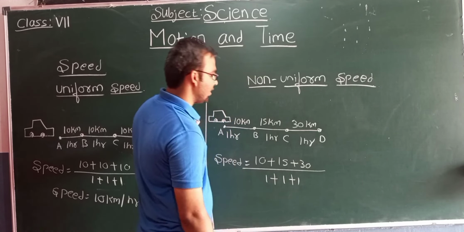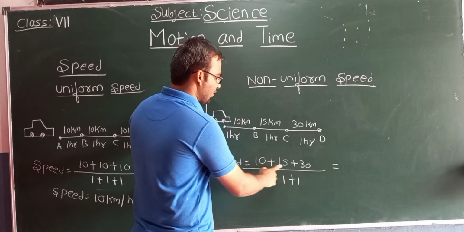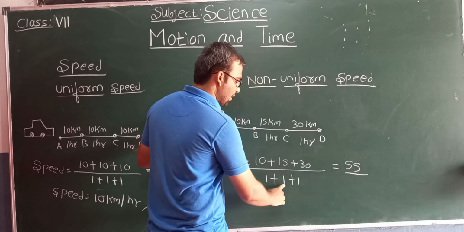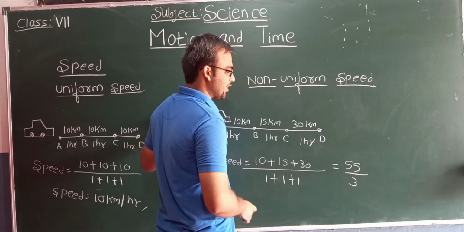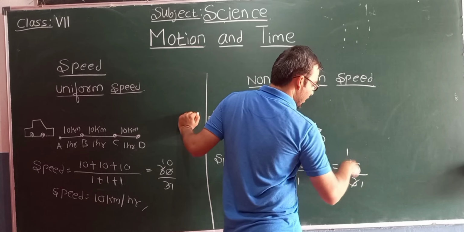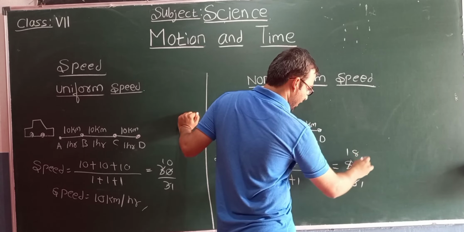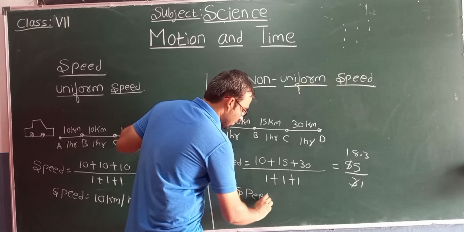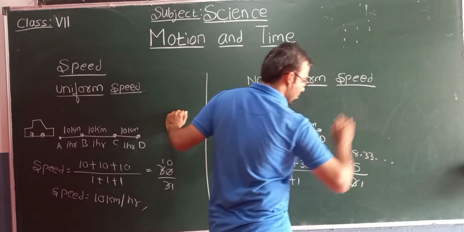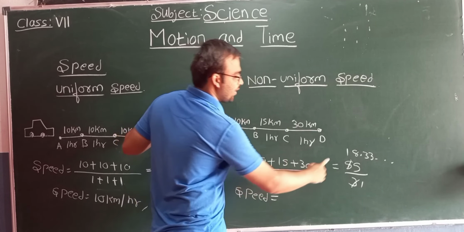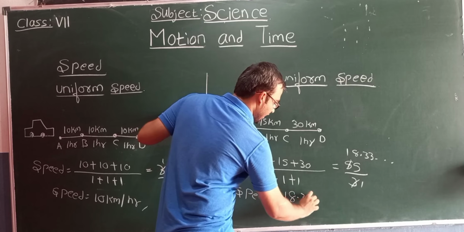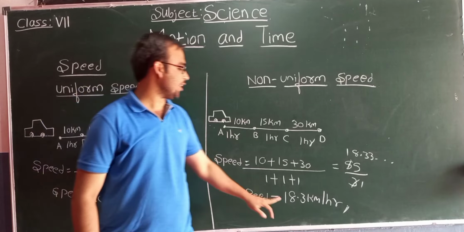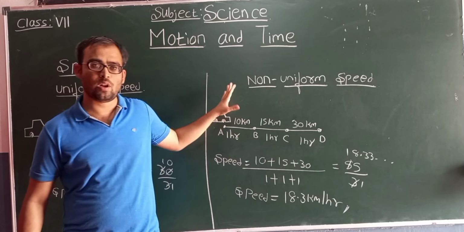Okay. Now here 10 plus 15 is what? 25. 25 plus 30 is what? 55. And 1 plus 1 plus 1 is what? 3. Okay, so when you divide this, what are you getting? 18.3. This you will be getting continuously, don't worry. So here 18.3 kilometer per hour. The speed of this car is what? 18.3 kilometer per hour. Okay, so this is an example of non-uniform speed.